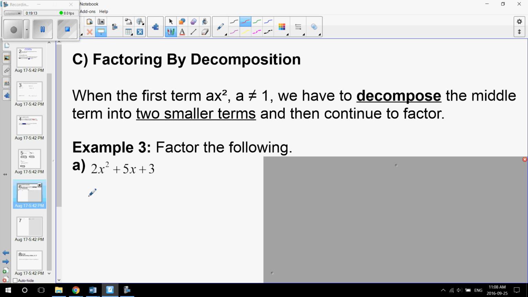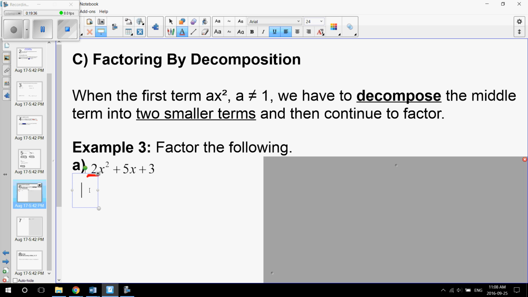Notice that this time we can't just use inspection because now there's a number in front of that x squared. Instead of having nothing there, which we know is technically a 1, we now have a 2 instead. So now this is how we know that we need to use this decomposition method instead of being able to use our inspection method that we just did.